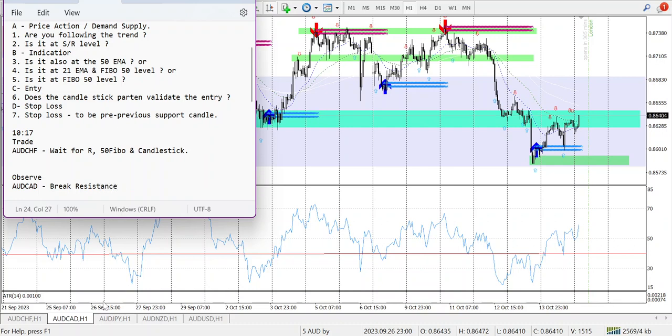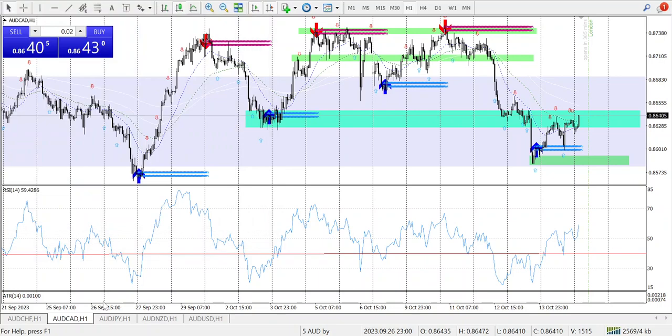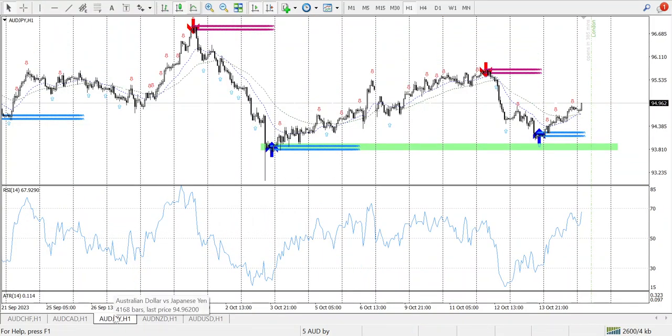Break resistance or make DV. We'll see what is happening. Coming to next, AUDJPY.